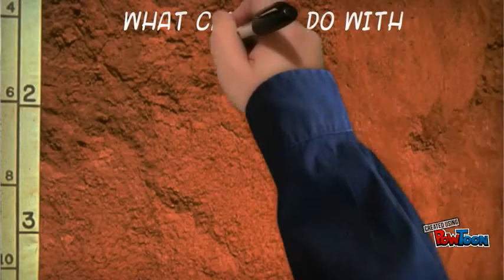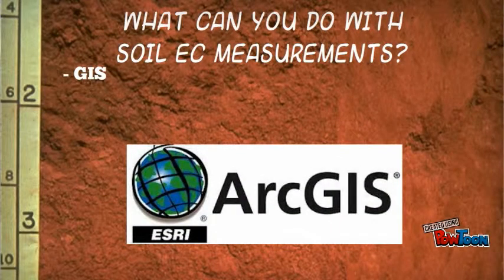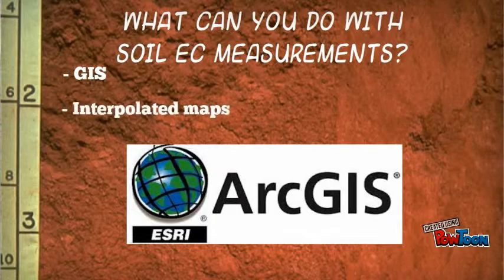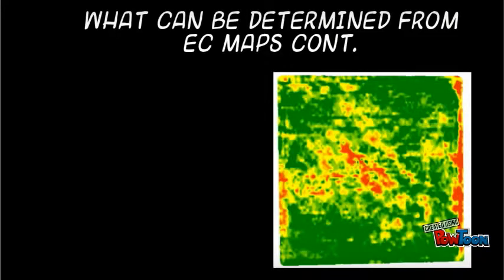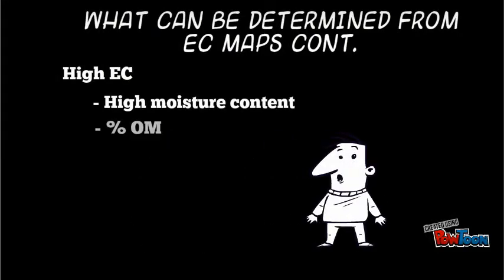What can you determine with soil EC measurements? The most common and useful method for interpreting soil EC measurements is through a Geographical Information System, or GIS. This program can help create interpolated maps as seen here. The red color represents a lower EC value, or most likely sandier textured soil, while the yellow and green colors represent a more clayey soil. Also, soils with higher EC measurements generally have higher moisture content, percent organic matter, and CEC. It should be mentioned that EC measurements are rarely something you would have to take every year. Soils do not change easily unless acted upon by a major land changing event.